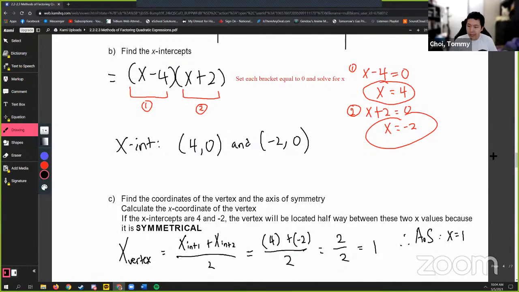So finding the x-intercepts from the factored form allows you to figure out the x value of the vertex. Once again, because it's symmetrical, the middle in between the two x-intercepts should be the x value of the vertex, which is also the axis of symmetry. That's where the vertical line of symmetry is. Once we find that, we can find the axis of symmetry, which turns out to be x equals 1.